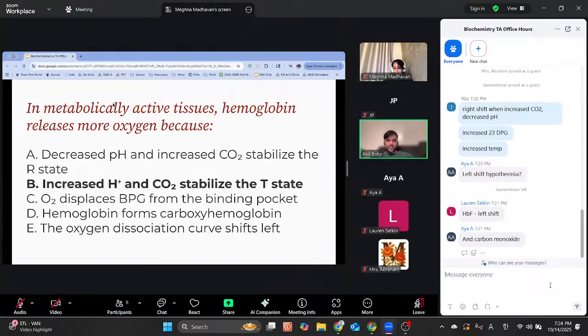Good. So similar concept. Increased H+ is another way of saying decreased pH, and CO2 both stabilize the T state and favor releasing oxygen.